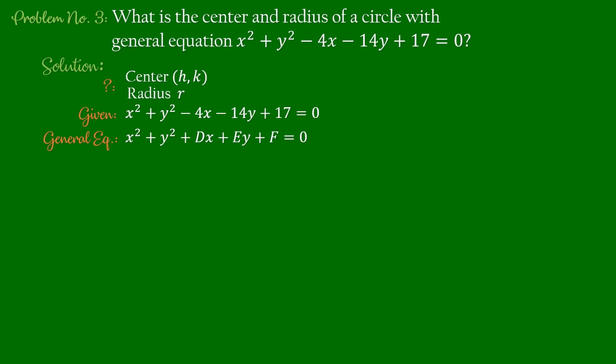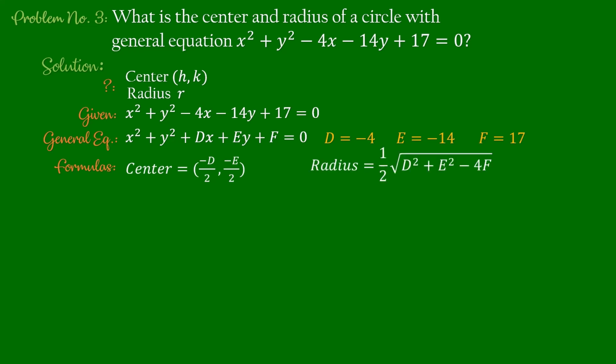Now we have to determine the corresponding values of d, e, and f. d is -4, e is -14, and f is 17. Now to get the center and the radius, we will be using formulas. For center, we have -d over 2, -e over 2. And for radius, we have 1/2 the square root of d squared plus e squared minus 4f.